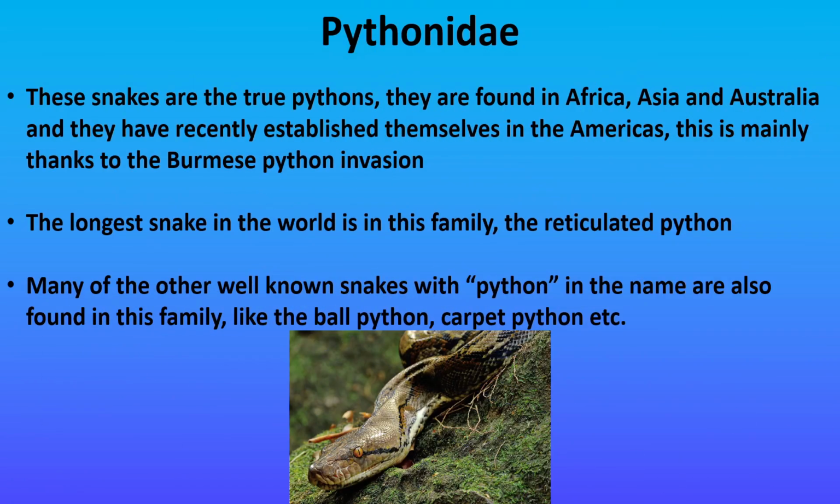Next are the Pythonidae, and these snakes are the true pythons. They are found in Africa, Asia, and Australia, and they have recently established themselves in the Americas. This is mainly thanks to the Burmese python invasion. The longest snake in the world is in this family, the reticulated python, which is the snake at the bottom. Many other well-known snakes with python in the name are also found in this family, like the bull python, carpet python, etc.